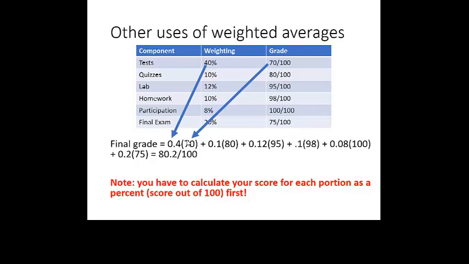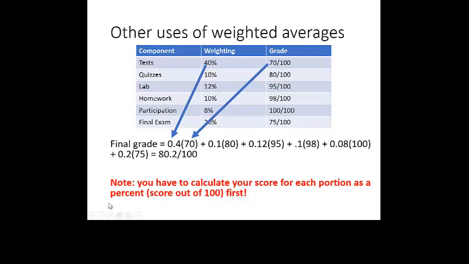And you can see how the rest of them follow, right? So quizzes, 10%, if I had an 80 on that. And if you added all of these things up, you'd find out that your total score was 80.2 out of 100. So that would be your final grade. Right.